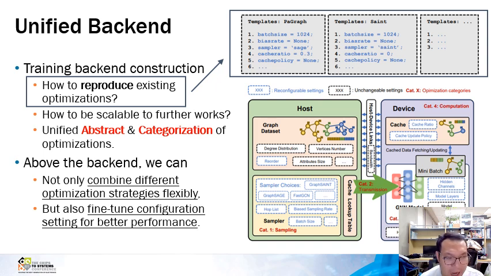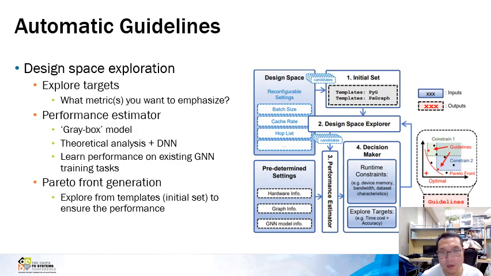When it comes to scalability, the backend is established upon the categorization and abstraction of existing optimizations. Only if the method satisfies our abstraction can we incrementally support further works. The key steps involved are as follows.